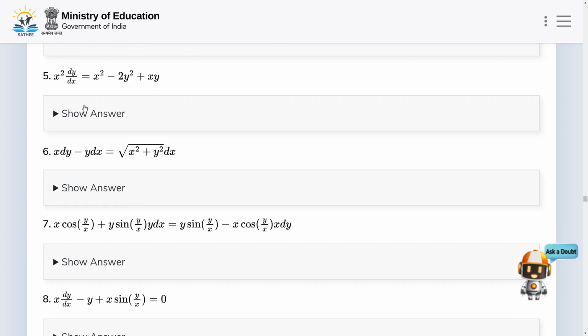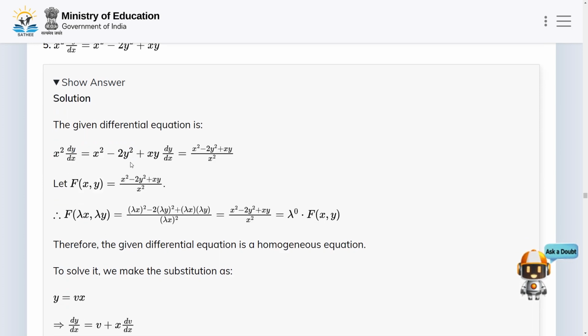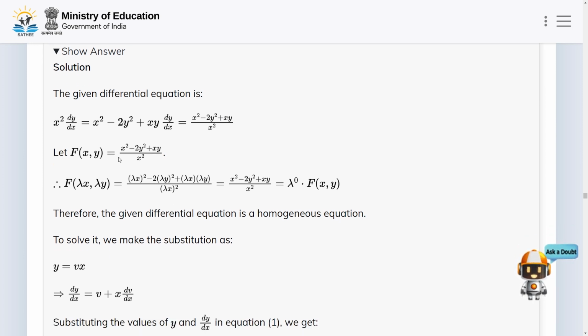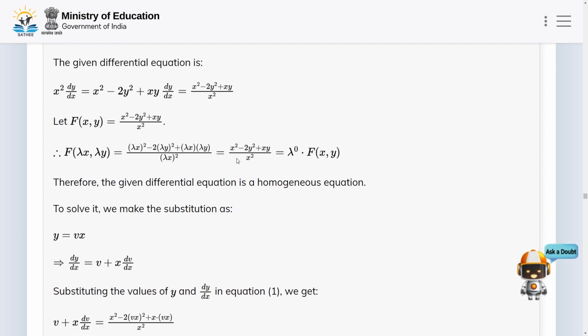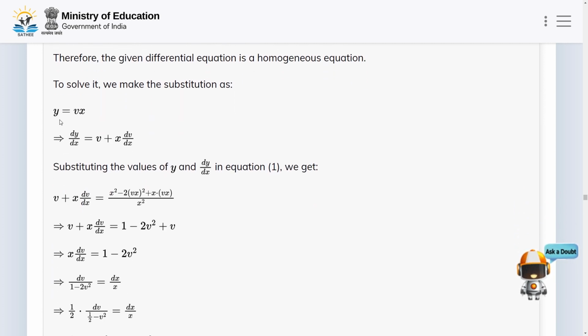Now fifth problem. Again, we have to do the same thing: try to make the left hand side dy by dx and the right hand side some expression in terms of x and y. So dy by dx will be x square minus 2y square plus xy divided by x square. This means f lambda x, lambda y will be lambda power 0 multiplied by capital F of xy. This means it is a homogeneous differential equation. Now substitute y is equal to vx. This means dy by dx is equal to v plus x dv by dx.